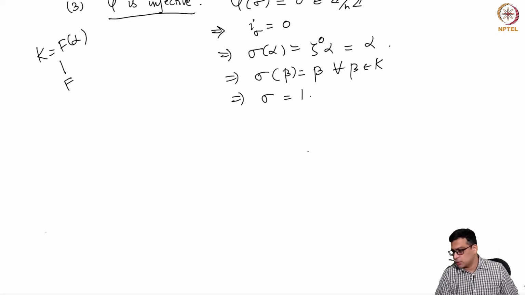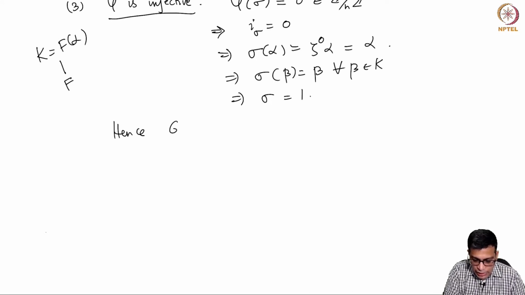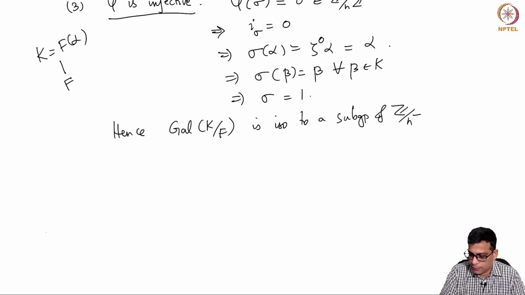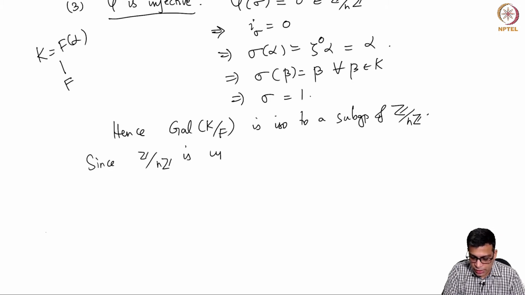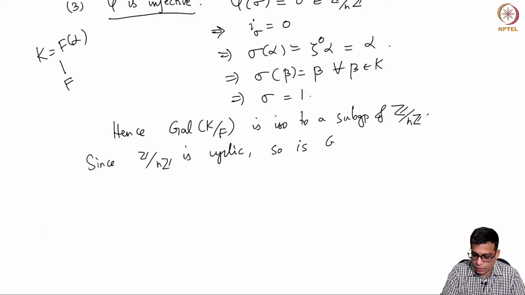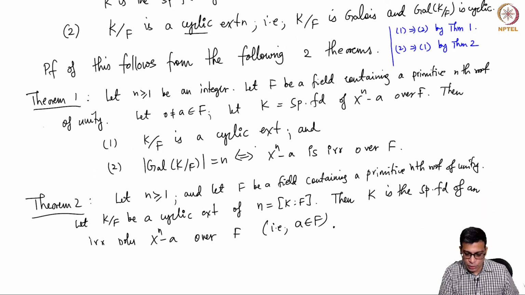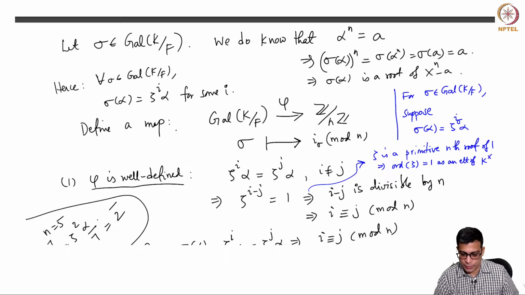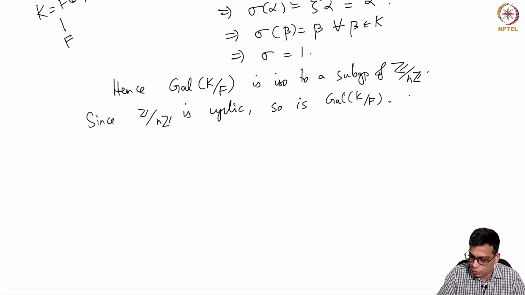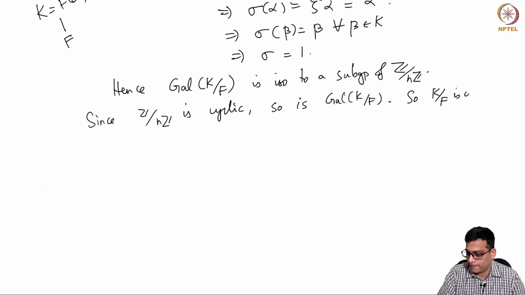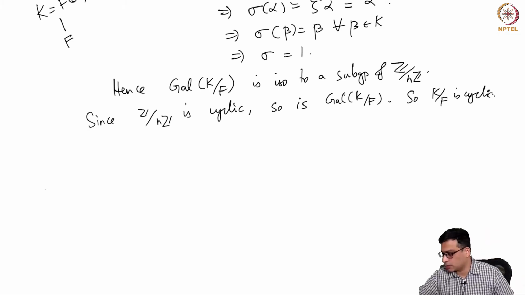So, it is injective. So, that means the Galois group is isomorphic to a subgroup of Z mod nZ. Now, since Z mod nZ is cyclic, so is the Galois group. So, this proves the first statement of theorem 1. K over F is a cyclic extension. Now, we will get to the second statement, but we can conclude now. So, K over F is cyclic.